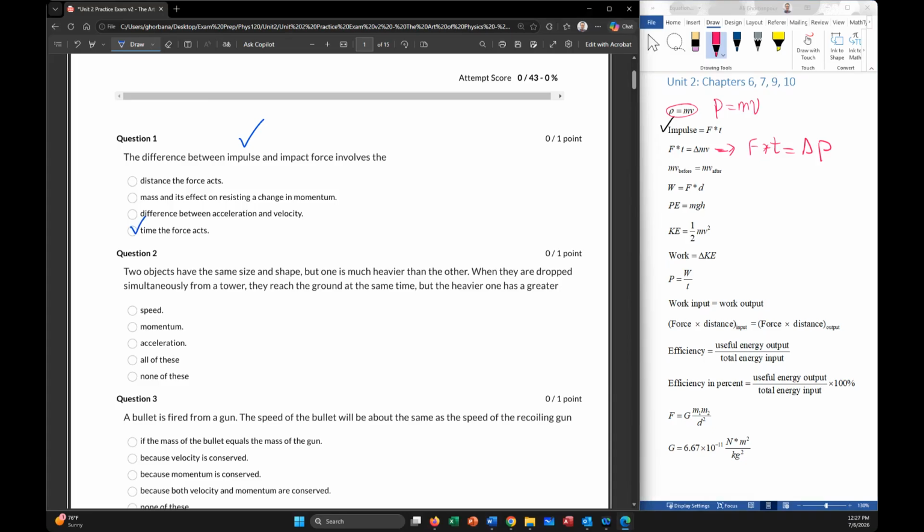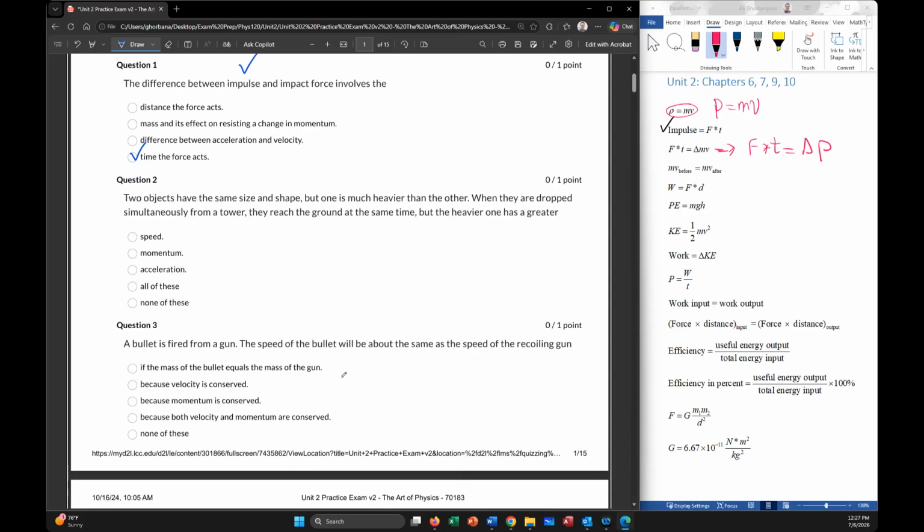Question number 2. Two objects have the same size and shape, but one is much heavier than the other. When they are dropped simultaneously from a tower, they reach the ground at the same time, but the heavier one has greater speed, momentum, acceleration, all of the above, or none of the above.